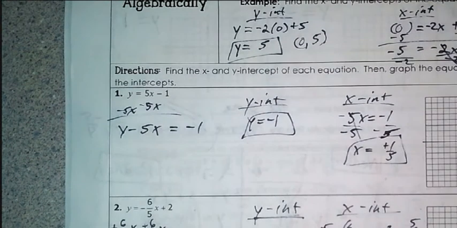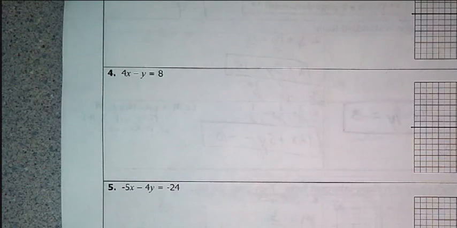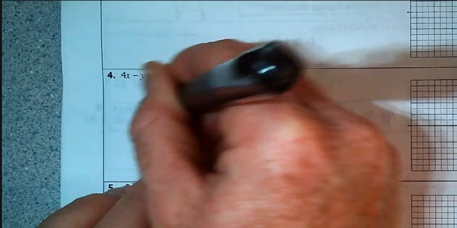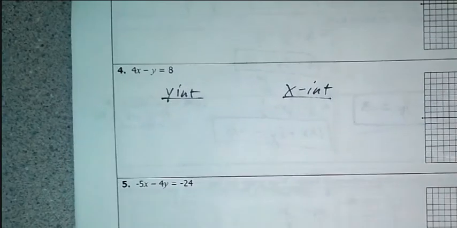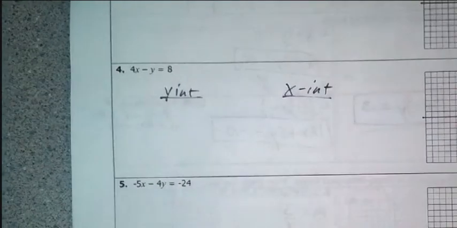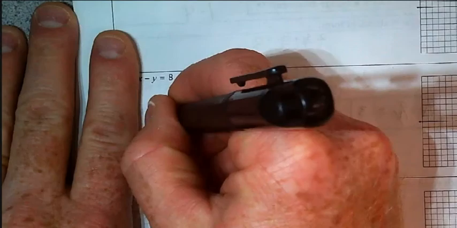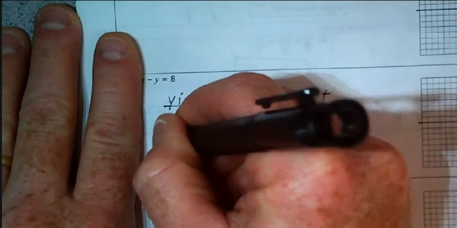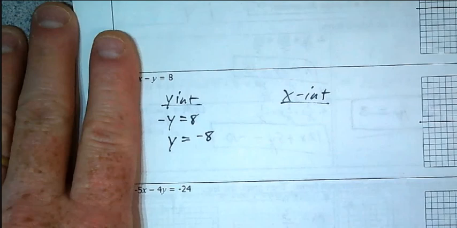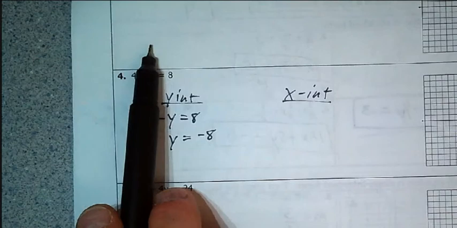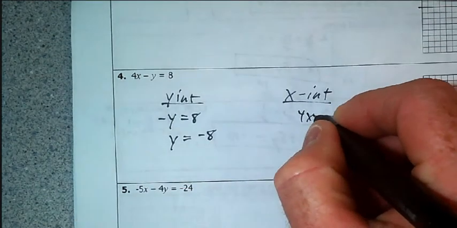Oh, I had it right. So, in number 4, we want to find the y-intercept. We want to find the x-intercept. Okay, this is very simple, guys. To find the y-intercept, just cover up the x, but don't cover up the negative. Negative y equals 8, so then you just change your signs. y equals -8. And then for the x-intercept, cover up the y, which leaves 4x equals 8 and x equals 2.